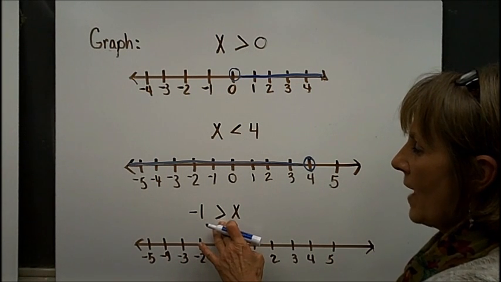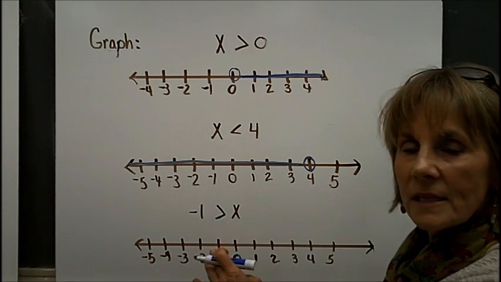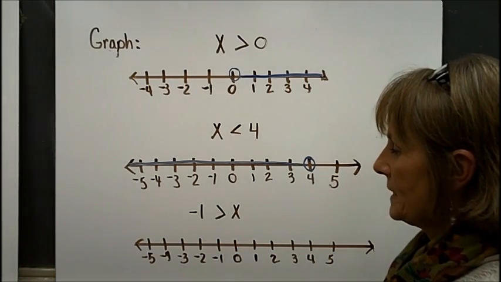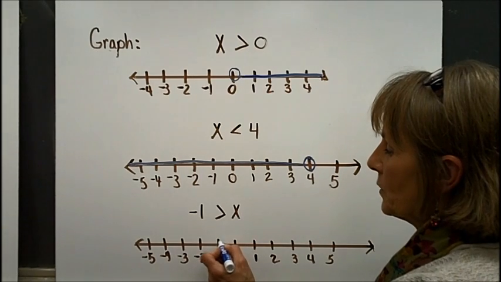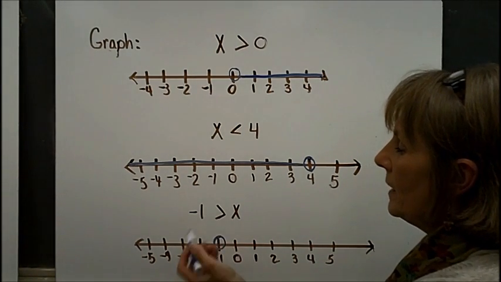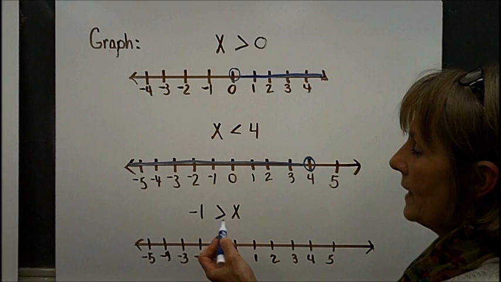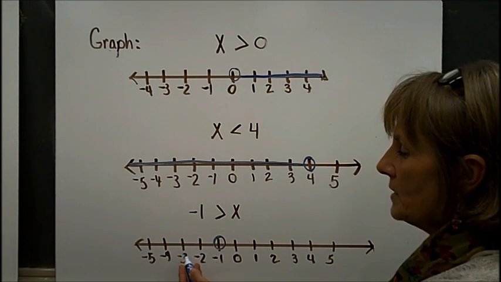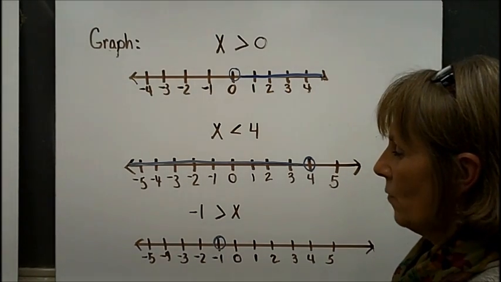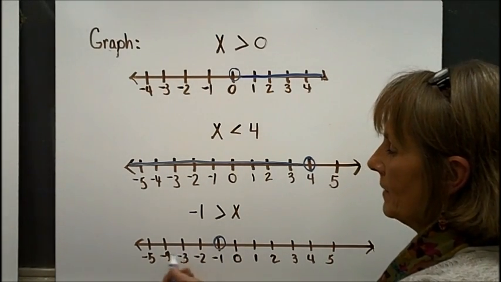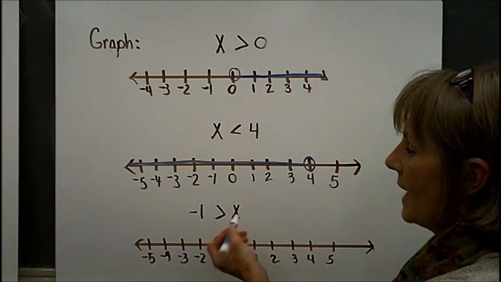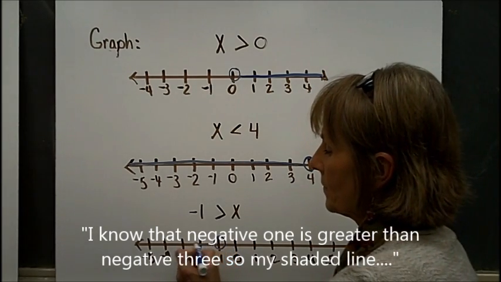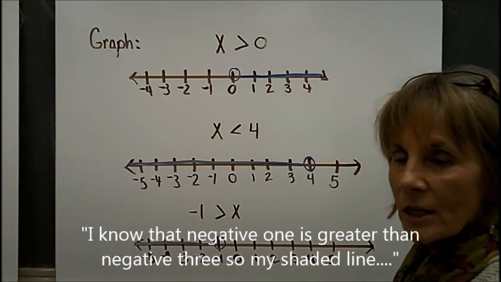-1 is greater than X. In this example, I put the number before the inequality symbol. But again, I'll put a circle at -1. This inequality says that -1 is greater than X. So I think I'm going to try a test number on this side of -1. -3. Is -1 greater than -3? I know that -1 is greater than -3, so my shaded line needs to go in this direction.